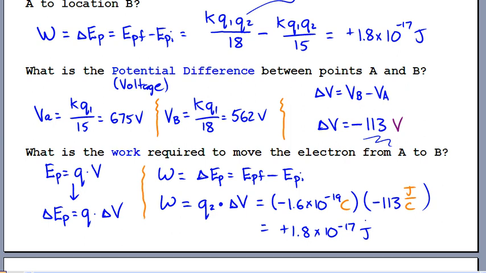So it's just an option that allows you to find the work involved when that work story makes you need to find change in potential energy. You could instead just go and find the change in voltage, or maybe you know the change in voltage, and then you can multiply that by the Q that's actually moving around.